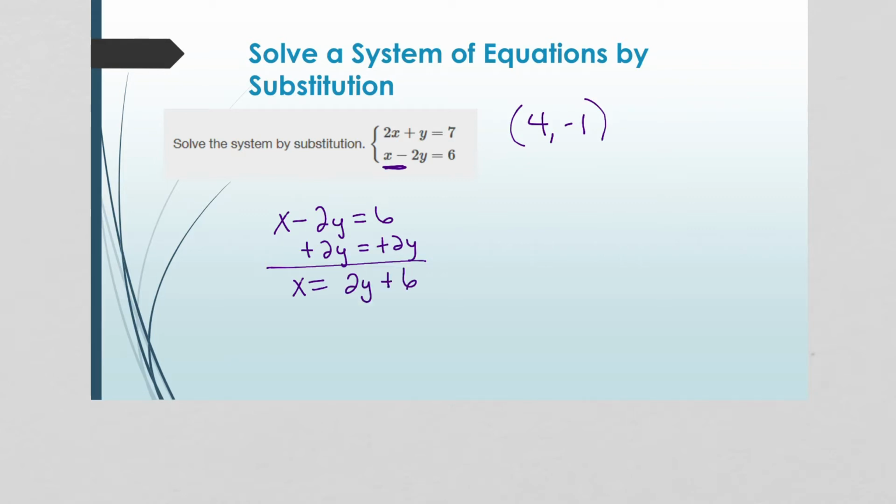Now, what you want to do here, since we solved for x in the second one, is we want to take what x is equal to, and we're going to put it in for x in the other equation, okay? So I'm going to put it in right here. All right, let's do that. Now, instead of x, I'm going to write 2y plus 6 plus y equals 7. Notice I rewrote the first equation, but instead of x, I put in what x was equal to, okay, from the second equation. Now, we're going to distribute.